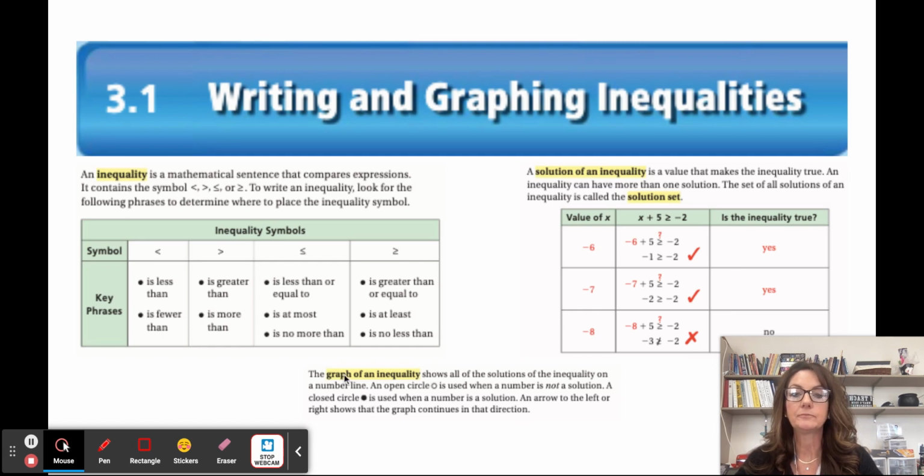When we're talking about the graph of an inequality, it shows all the solutions of an inequality on a number line. This is important. The open circle is used when the number is not a solution, and that goes with these two symbols, less than or greater than. Those are the open circle, open set. It's not included. And then we'll close the circle on a graph when the number is part of the solution, and that is these last two, less than or equal to, greater than or equal to. Then we can close it to show that it is part. And then the arrow will go left or right, depending on the solution set that would make it true.